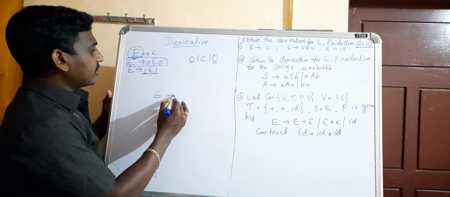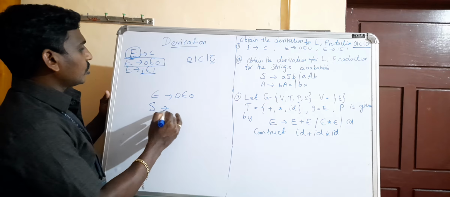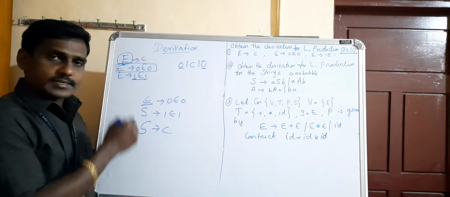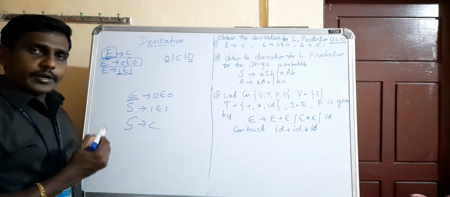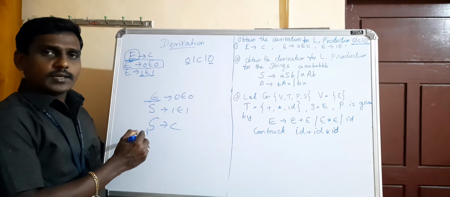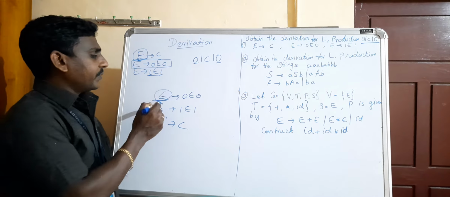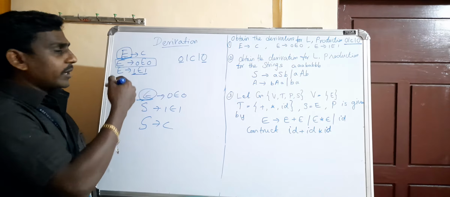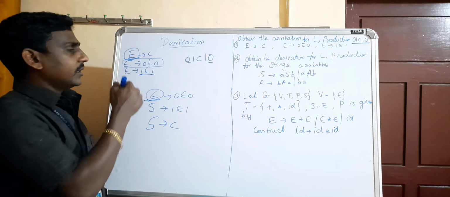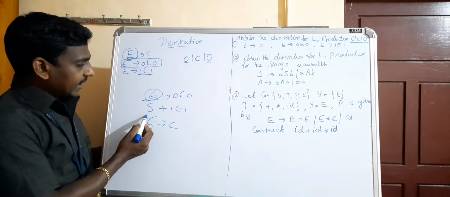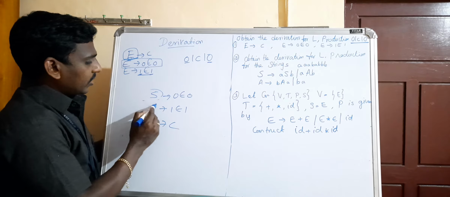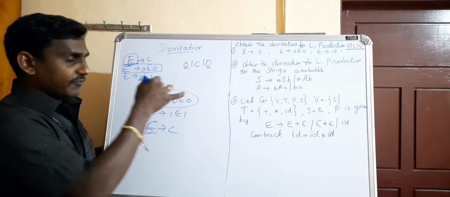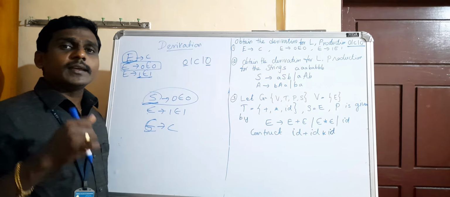For example, if you have E tends to 0E0, S tends to 1E1, S tends to c, here the start symbol is E, not S. Can you understand? So we should expand only E. Here both are E, and E is the start symbol with 3 productions, so I can expand any. But in the other case, if the start symbol is S, I should expand that production first. That is the rule: expanding the start symbol.